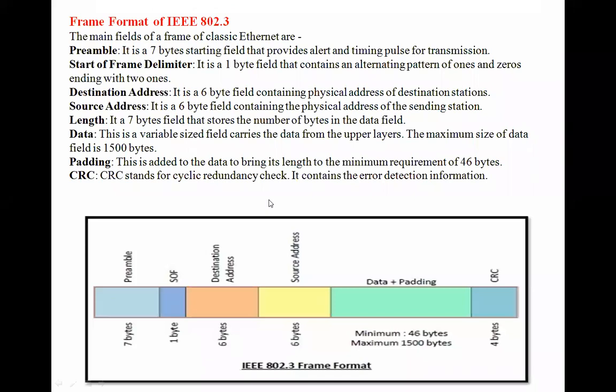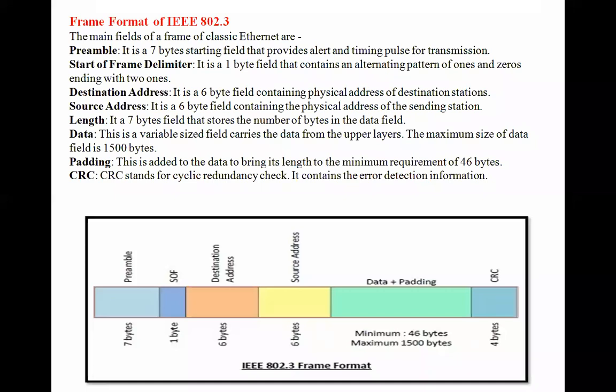And what is the frame format of this IEEE 802.3? The frame format is this one. One is preamble. The second one is start of the data, then source address, destination address, the length of that particular data, and you have to check that data with padding, and finally you have to check if there is error or no error, that is cyclic redundancy check. How many bytes? Preamble is nothing but what?